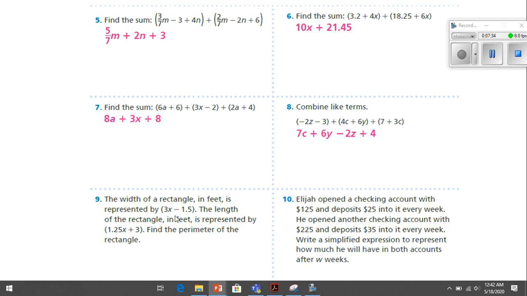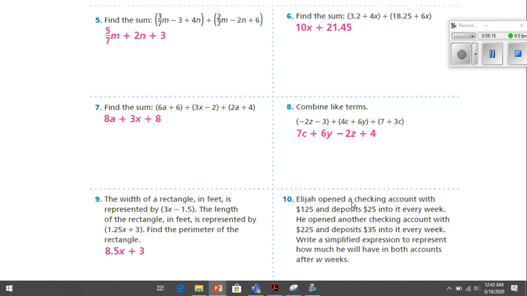So since it's a rectangle, 2 of the sides are going to be 3x minus 1.5, and 2 of the sides are going to be 1.25x plus 3. Well, that means we've got 6x here, and we've got 2.5x here. That's going to give us 8.5x. We're going to have 3 over here because 1.5 plus 1.5 is 3, but it'll be a negative 3 because there's a negative sign here. And this 3 is going to be 6, and 6 minus 3 will be 3. So our answer will be 8.5x plus 3.